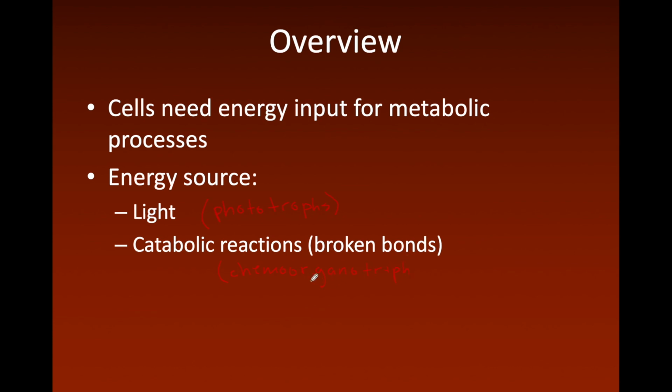Remember that chemoorganotrophs use organic compounds for their energy source, or chemolithotrophs, where they use inorganic compounds as their energy source. So now we'll look at how these processes occur, and one of the biggest differences is in the end electron acceptor for these different organisms, so we'll see how some of this works.